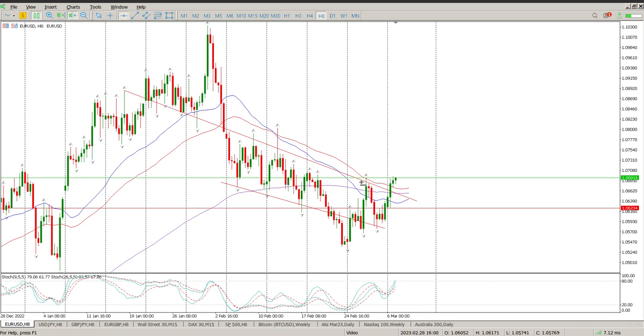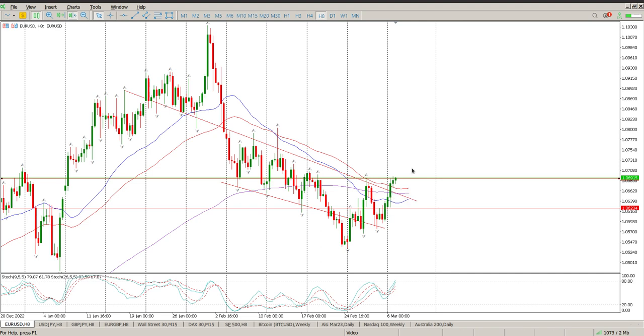Starting off with Euro USD and a couple of things that are brewing. We're still very much testing this flag. It's getting to be a weak flag at the moment, but this trend line is fairly strong, and we're above the moving averages again, but they still haven't crossed over. They're still in a bearish view, and they're also flat.